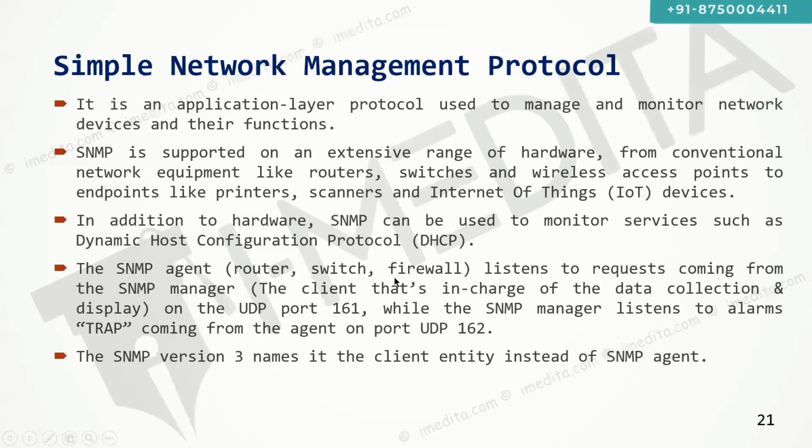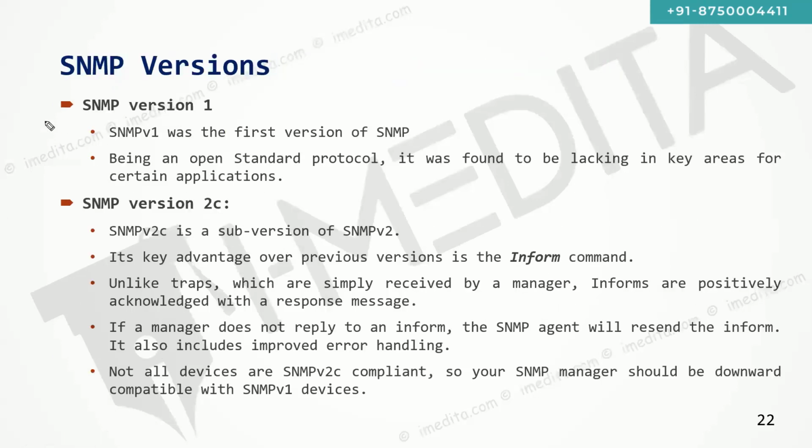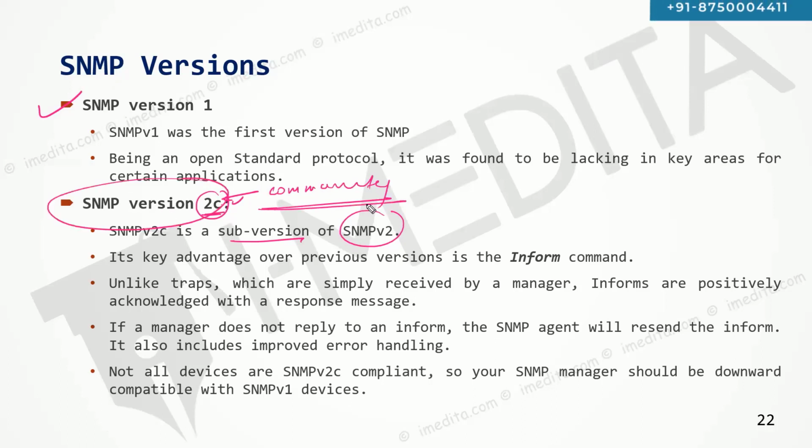SNMP has 3 versions: version 1, version 2 and version 3. Version 2 is called version 2C. There is version 2 and version 2C. Version 2C is much more popular, and it is more like a sub-version of version 2. C stands for community. Version 2C is still the most popularly deployed SNMP version that we have in the market.